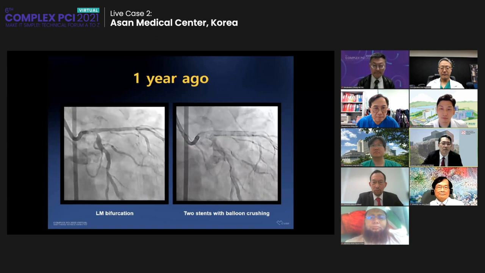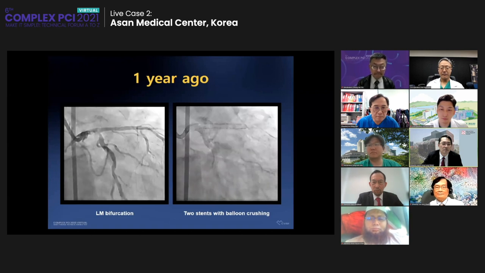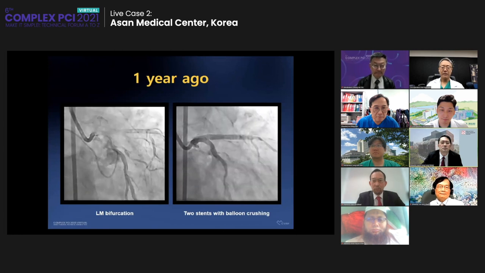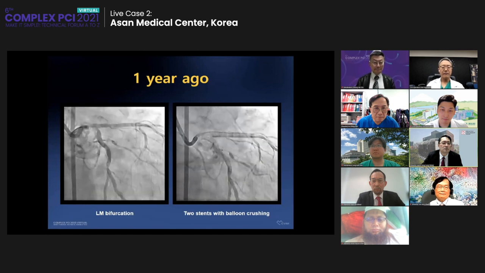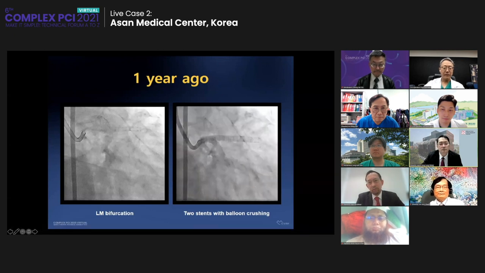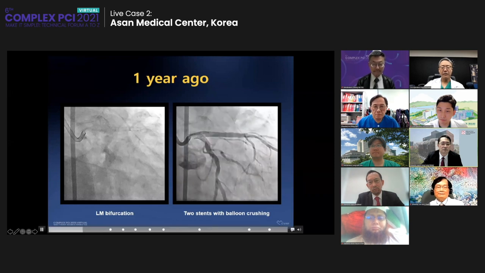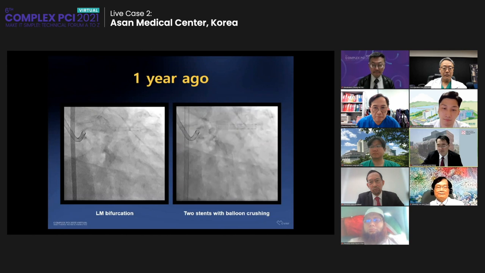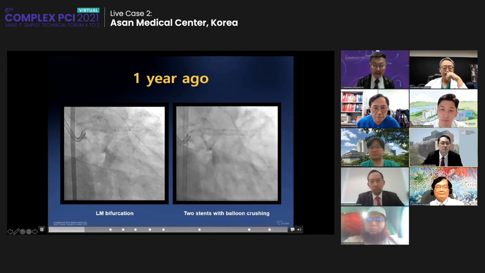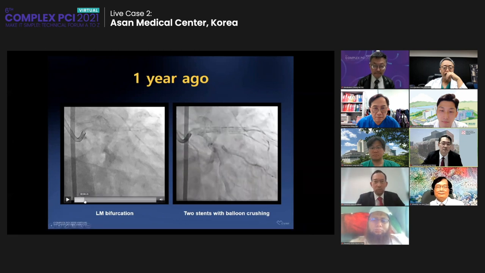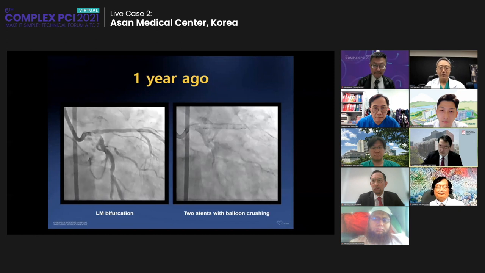One year ago, the mid LAD stent looked okay, but there was a significant distal left main bifurcation lesion. At the time, we performed a complex distal left main bifurcation procedure with the crush technique. During the one year, this patient complained of chest pain and shows very tight, significant in-stent restenosis and a totally occluded circumflex region. I think the moderator and the panel have some discussion about which strategy would be the next option. This is definitely one of the most challenging left main bifurcation cases, and which strategy would be suitable for this patient is debatable.